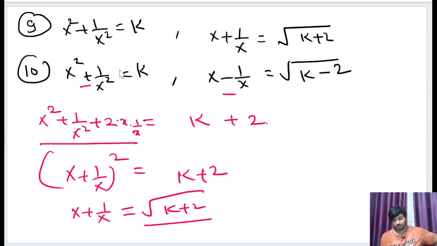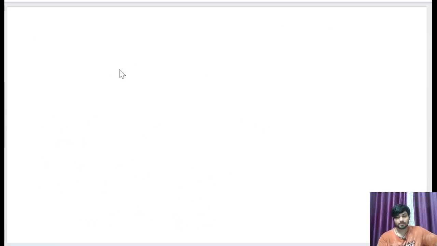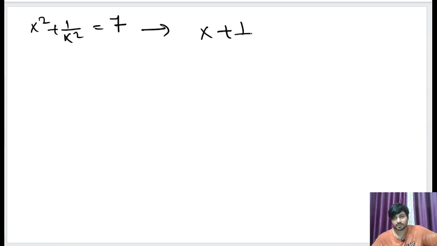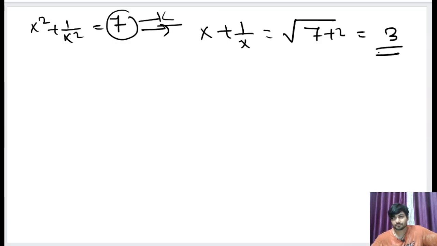Let me take an example so that you can understand. Let's say it is given that x square plus 1 upon x square is 7. So what will be x plus 1 upon x? Obviously, it will be directly under root 7 plus 2, because this is our k. No need to explain again. So it will be under root 9, which is 3.